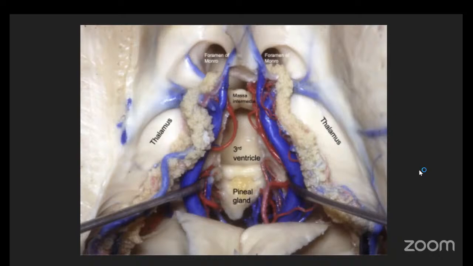Bilateral foramen of Monro and fornix. Third ventricle in between. Showing the third ventricle from posterior to anterior view, ma'am. But what is going on here? It's coronal sections of the third ventricle.